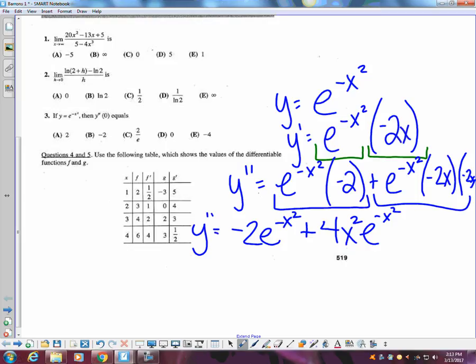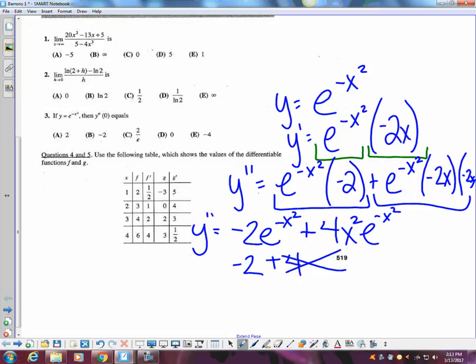But now what does it want me to do? Plug in a 0. So negative 2 e to the 0 is 1, right? So that's just a negative 2, plus 4 times 0. 0's going to wipe this whole back term out, isn't he? So what's your answer? Done.